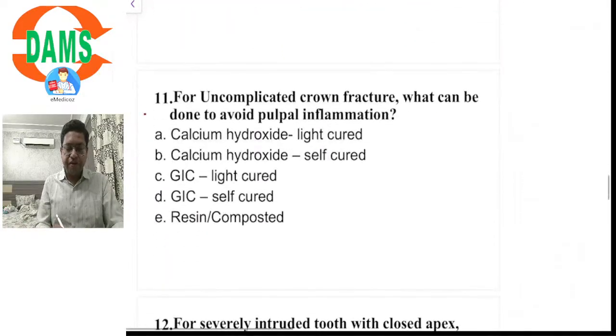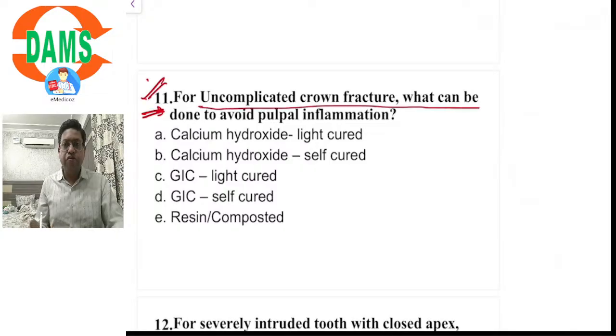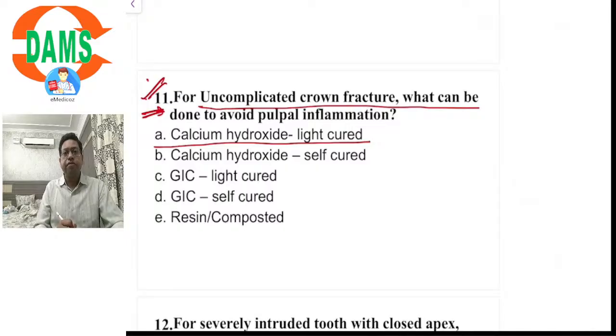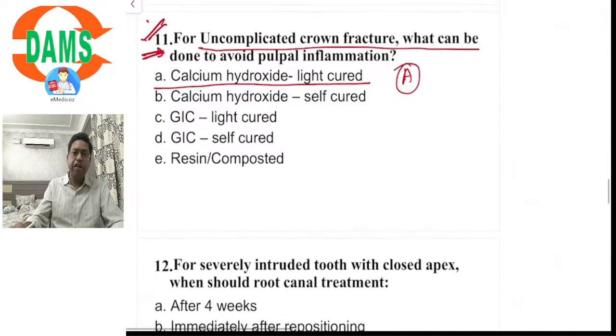Coming over to question number 11. I think this is a repeat of the question that we have previously discussed. It is asking about uncomplicated crown fracture. To avoid pulpal inflammation, it would be calcium hydroxide light cured. Okay. Option A would be the answer. I have already explained it.